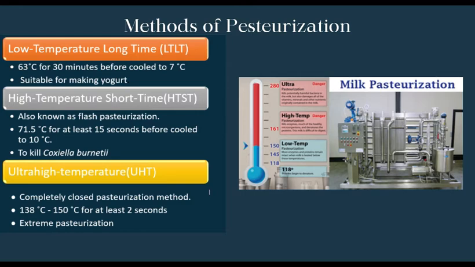This method, also known as flash pasteurization, involves heating milk to 71.5 degrees Celsius for 15 seconds to kill the Coxiella burnetii pathogen. And the third one is ultra high temperature. This is completely called the pasteurization method. It involves heating milk to 138 to 150 degrees Celsius for 1 to 2 seconds.